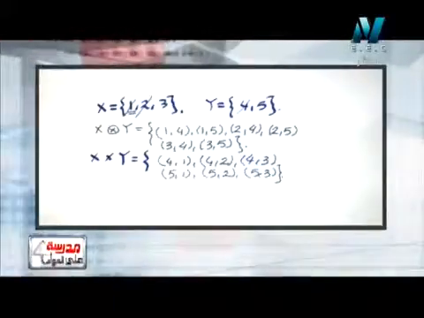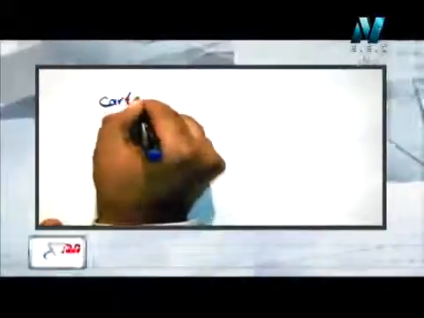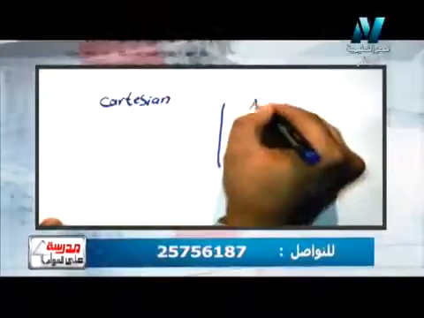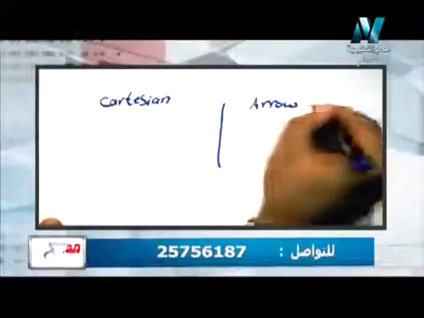What about the graphical representation of these ordered pairs, or this Cartesian product? We have two diagrams to represent any Cartesian product. If you want to represent X product Y, we have two types of diagrams. The first one is called the Cartesian diagram. The second one is called an arrow diagram.